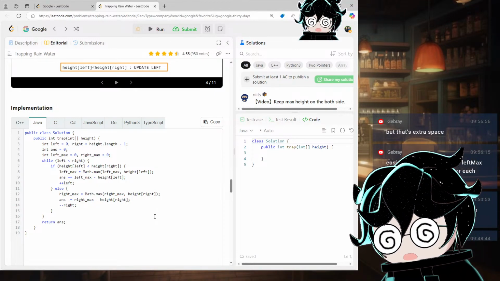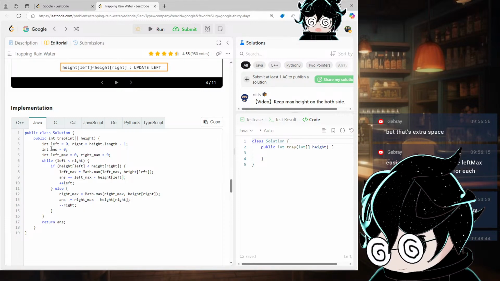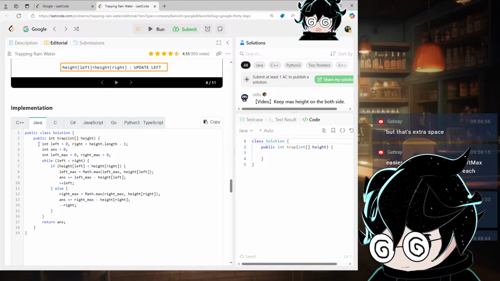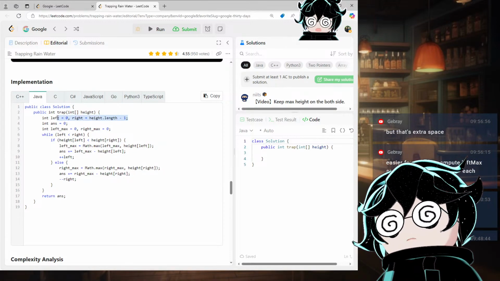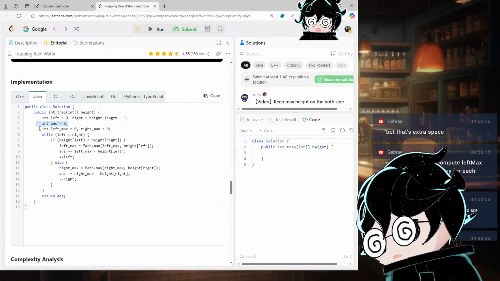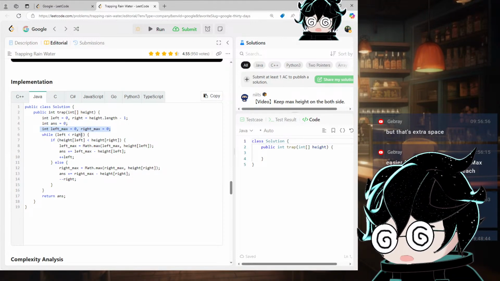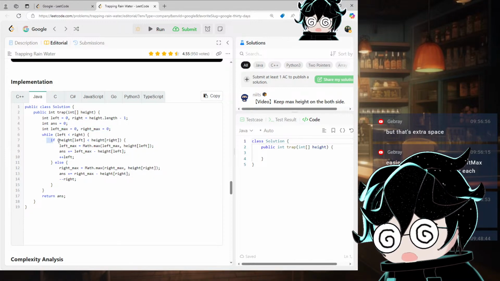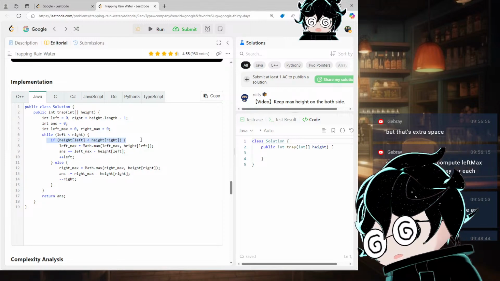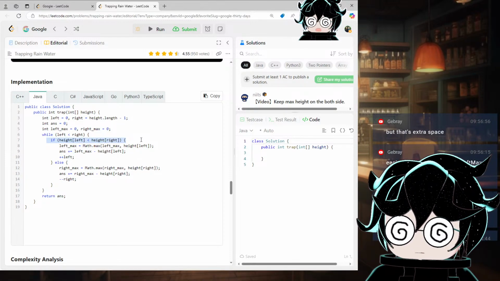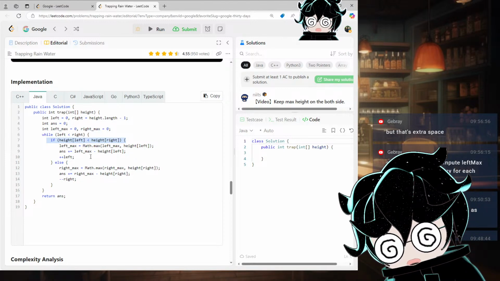Okay, maybe I didn't understand this. So their solution: left is equal to 0, right is equal to the right end. Answer is 0. Left max is equal to 0, right max is 0. While left is less than right, if the height left is less than the height right, then answer plus equals left max minus height left.